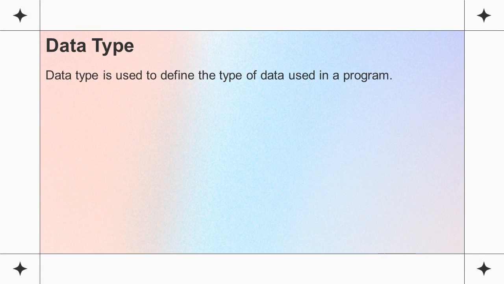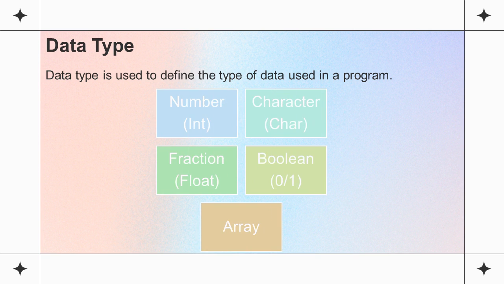Next, let's discuss data type. What is a data type? A data type is used to define the type of data used in a program. Whether I am using an integer value, character value, fraction value, or boolean value, all of these are known as data types.